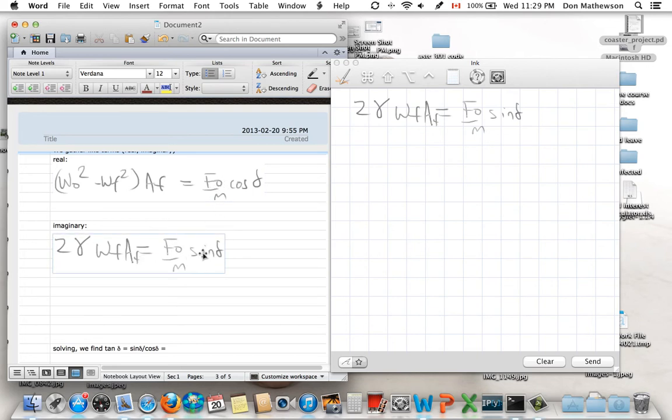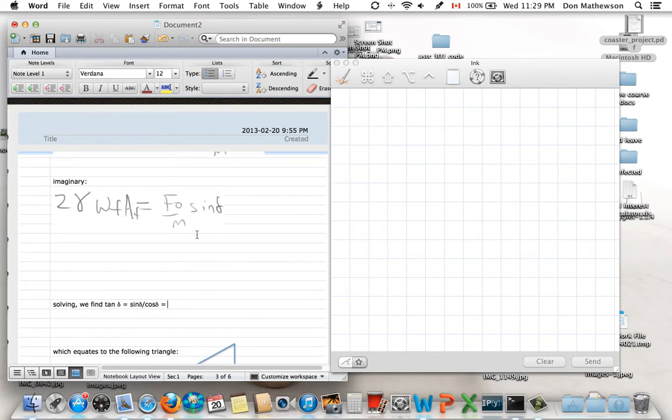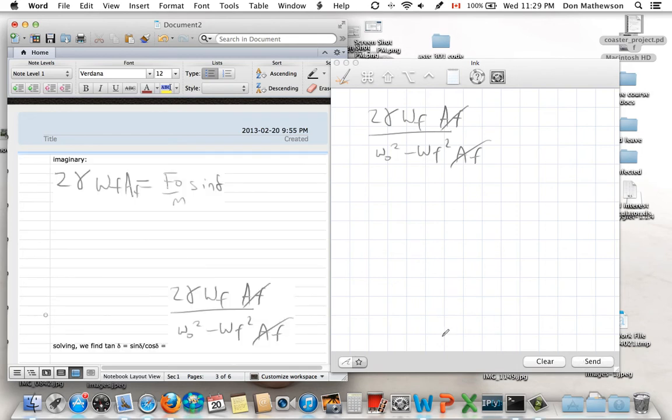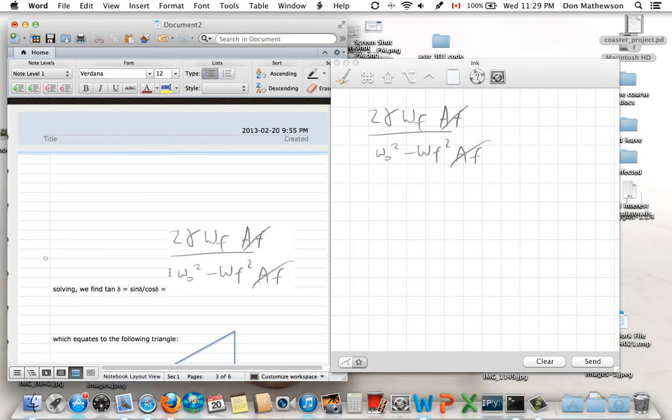Now when I take the ratio of this over this, F naught over M cancels, sine over cosine is going to give me tan delta, and I'm going to end up with all of this divided by all of this. So that's going to be twice gamma omega F AF over omega naught squared minus omega F squared AF, and the AF just cancels out. So that's then an expression for tan of delta.